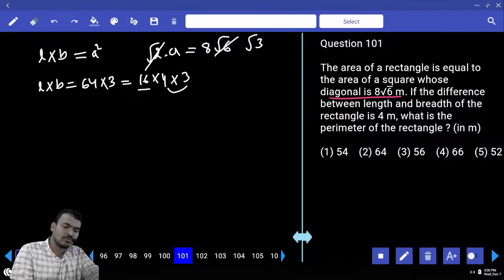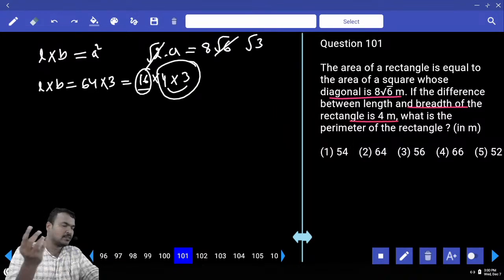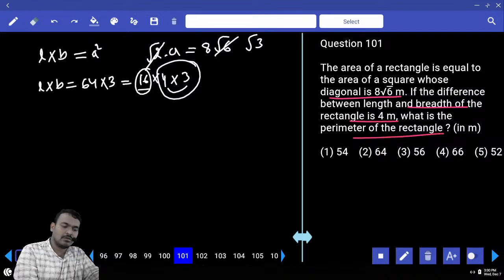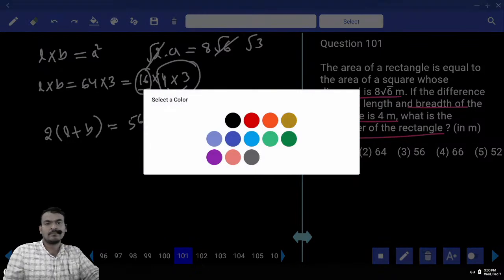16. Length is how much? 16. Breadth is how much? 12. And here the difference between length and breadth is 4. Length value 16, breadth value 12. But we require the perimeter. We require 2 of L plus B. 16 plus 12, 28 into 2 means 56.